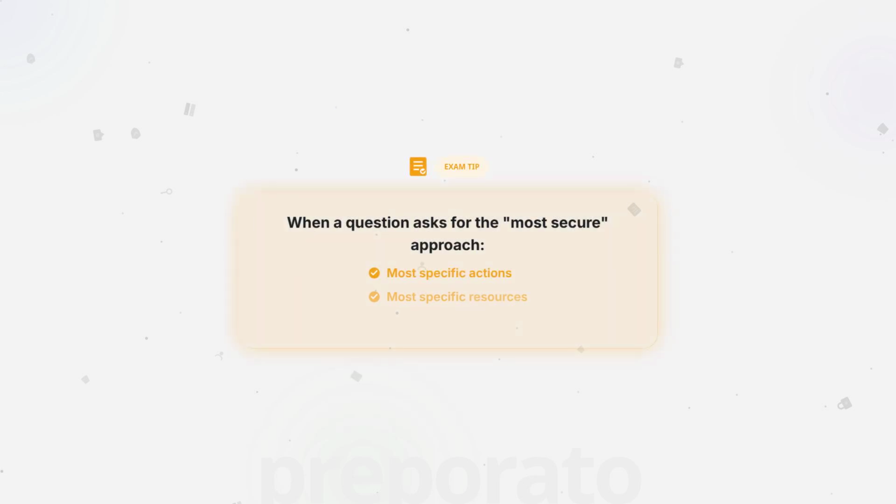Exam tip: when a question asks for the most secure approach, look for the answer with the most specific actions, the most specific resources, and conditions. That's least privilege in action.